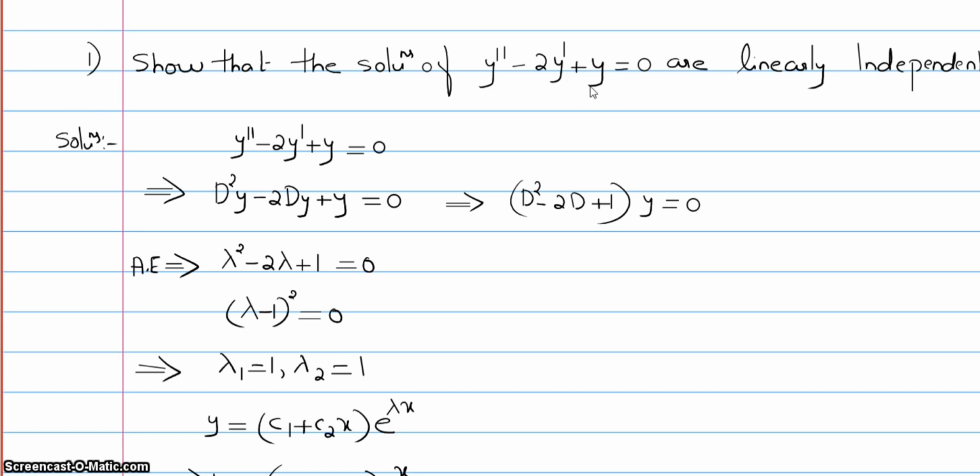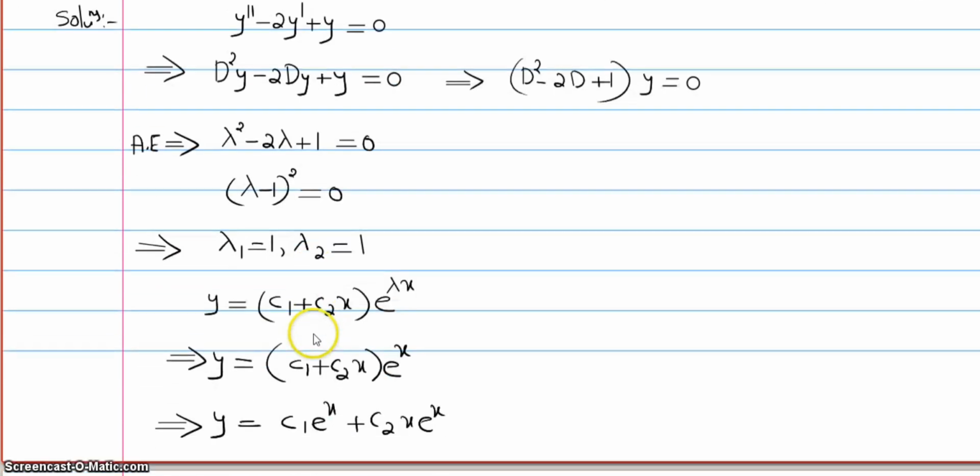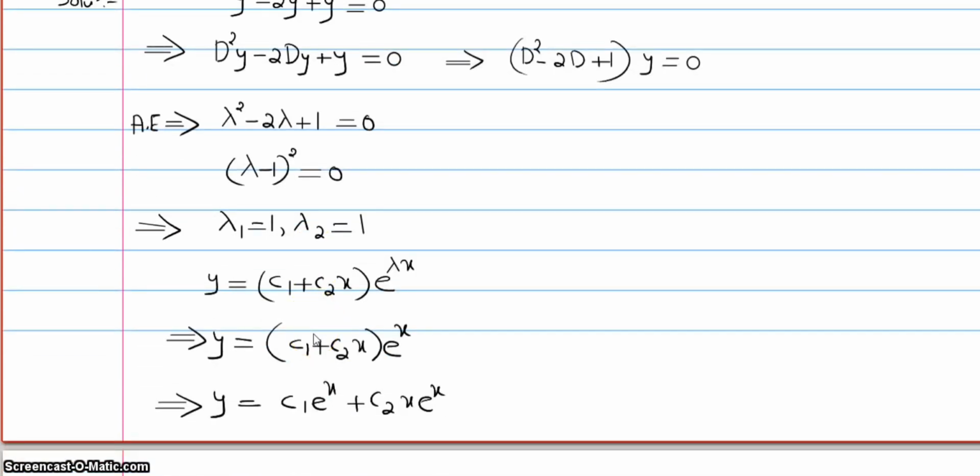First, find the solution of this differential equation. Using the second order differential equation solving method, we replace y double dash by D square y and y dash by Dy, taking y common outside, and the auxiliary equation can be formed by replacing capital D by lambda. So the auxiliary equation will be lambda square minus 2 lambda plus 1 equal to 0. Using the factorization method, we find the two values of this quadratic equation as lambda 1 equal to 1 and lambda 2 equal to 1.